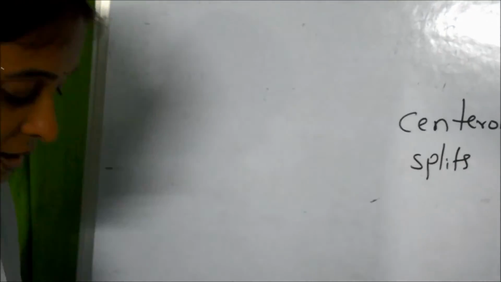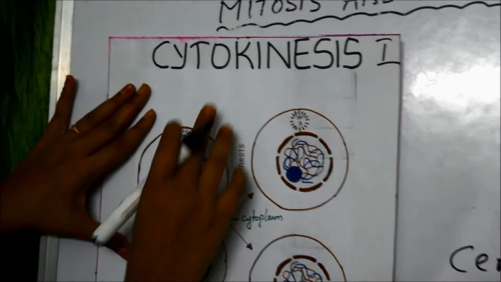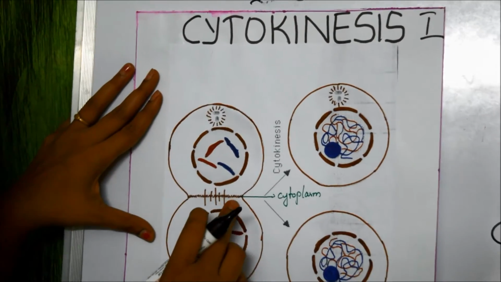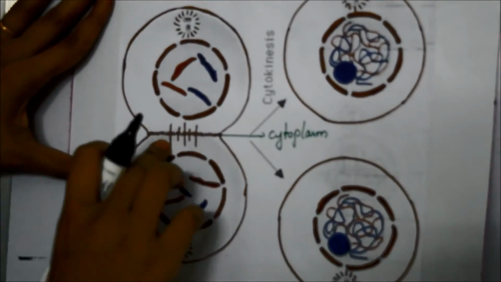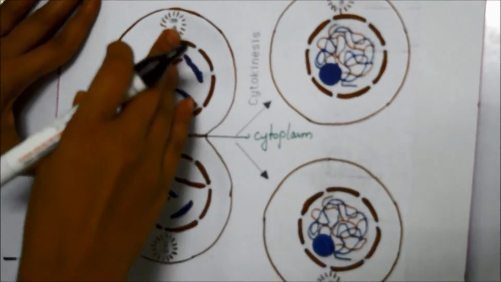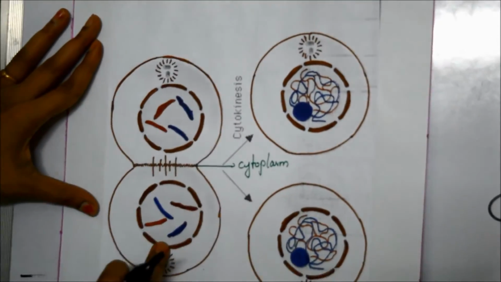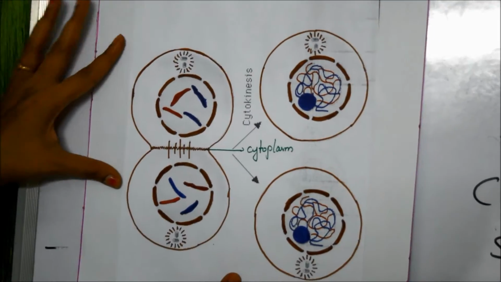After completing telophase, the last stage of mitosis is called cytokinesis. In cytokinesis, a new membrane is formed near the equatorial plate. This membrane divides the cytoplasm. In plants, a cell wall is formed to divide the cell into two daughter cells. By the end of cytokinesis, the cell divides into two identical daughter cells.